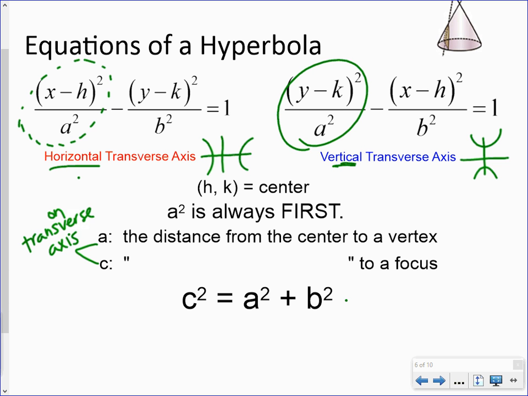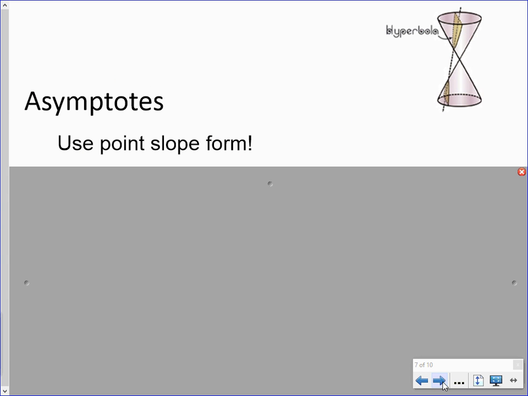Okay, next slide before our example is just really quickly about the asymptotes. Now, when you're writing the equation of the asymptotes, I'm going to say the easiest way to do this is to use your point-slope form. And you can leave it in point-slope form. You don't have to do any distributions and combining of like terms to get to slope-intercept. Point-slope form is the one that looks like this, y minus y1 equals m times x minus x1.